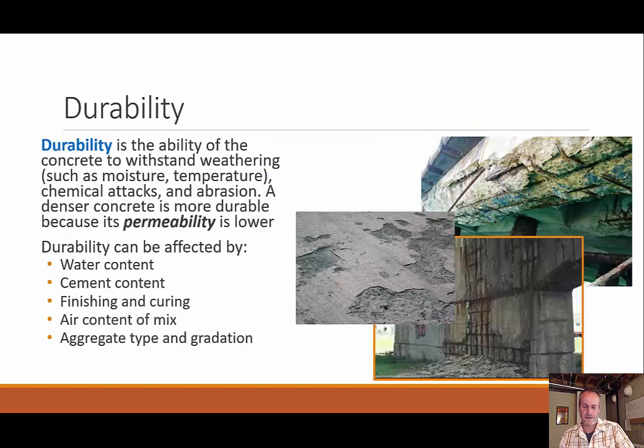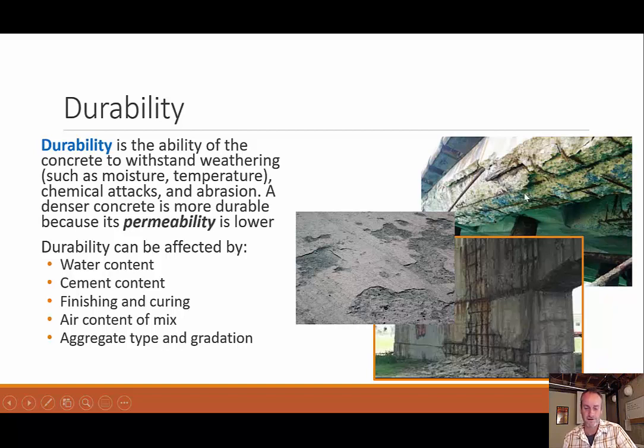We're also concerned with this idea of durability. You probably know the word durable. Same thing with concrete. As it's weathered with moisture, temperature, chemicals, abrasion, we don't want the concrete to start falling apart. You can see some pictures over here where it's not doing so well as far as the durability. You can see it flaking off and peeling off the bottom of an underpass.